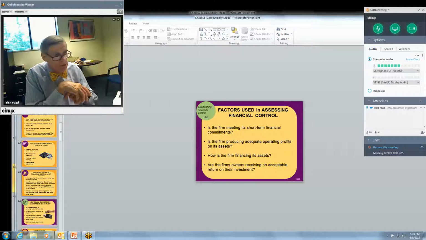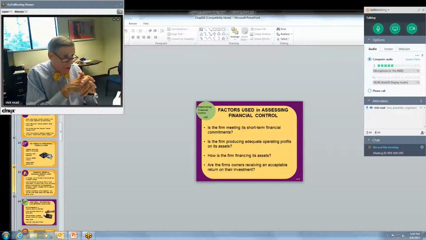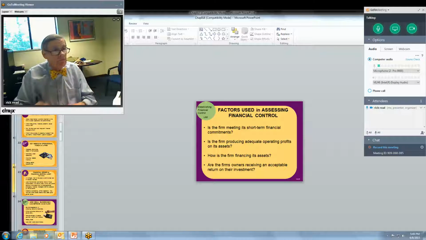For instance, my wife and I own stock in several companies. There are a couple that pay dividends. There are some that don't pay dividends. And so that's just something that you have to consider.